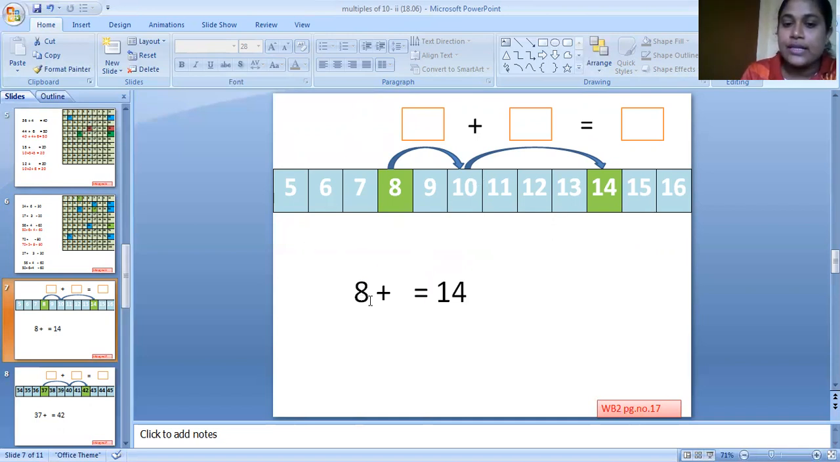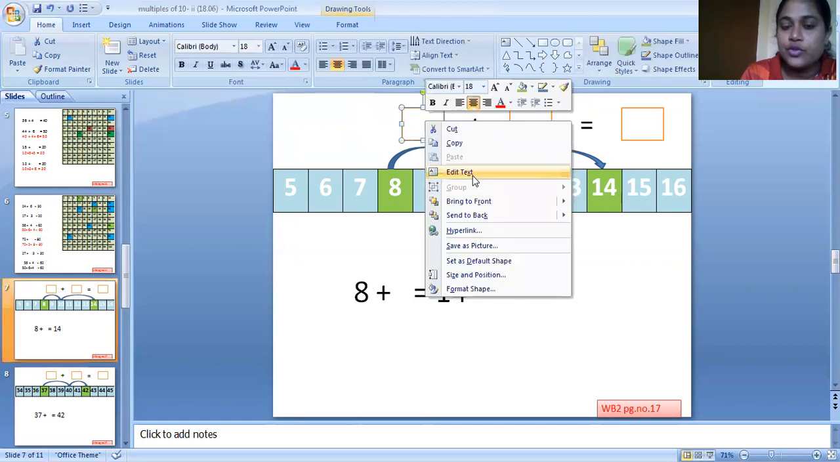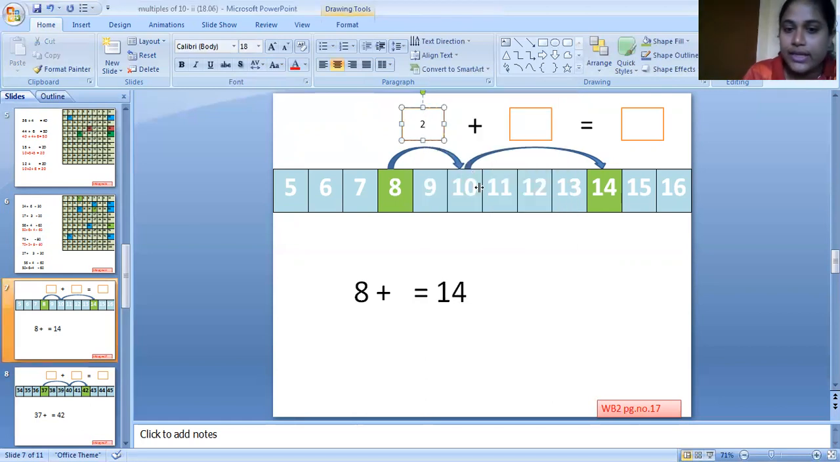So I have marked 8 and 14 on my number line. To make it easier to solve this sum, first I will jump to the next complement of 10, and later I will jump to the answer. Now I am on number 8. Now I will jump to the nearest complement of 10. It is 10. So 1, 2. I have to jump 2 times. So I will write 2 here.